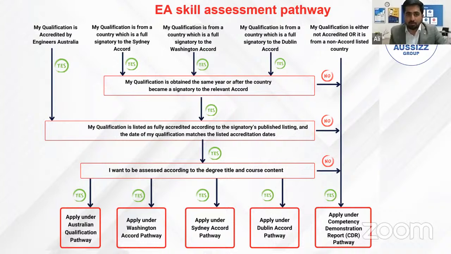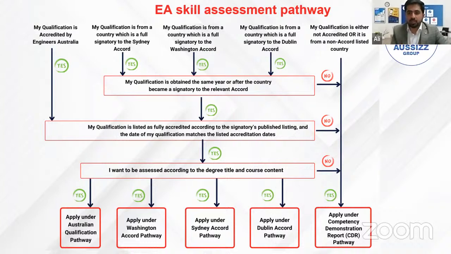And one thing, all of the listeners, you have to make sure that Engineers Australia is very strict when it comes to plagiarism, and generally plagiarism is not accepted in Australia, either in academics or in this field. So you have to avoid plagiarism, which means it should be your own work. And that's where some people generally get stuck. It's their own work, but they have copied it from somewhere in the past, or they have used it. So that's something really important when it comes to Engineers Australia skills assessment.